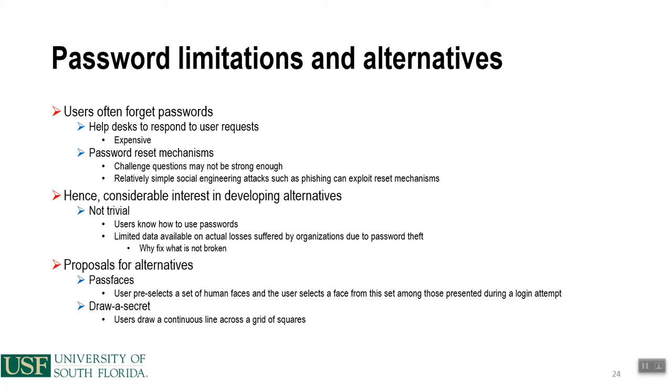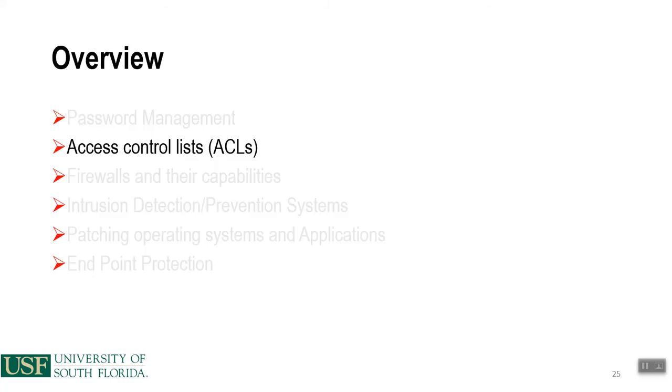So there's considerable interest in developing alternatives, but it's not an easy task. It's a non-trivial task because users know how to use passwords. And there's limited data available on actual losses suffered by organizations due to password theft. Why fix what's not broken? But some of the proposals for alternatives is passfaces, where a user selects a predefined set of human faces, and the user selects a face from this set among those that are presented during a login attempt, and then draw a secret. Users draw a continuous line across a grid of squares, and many of you have seen this on Android phones.